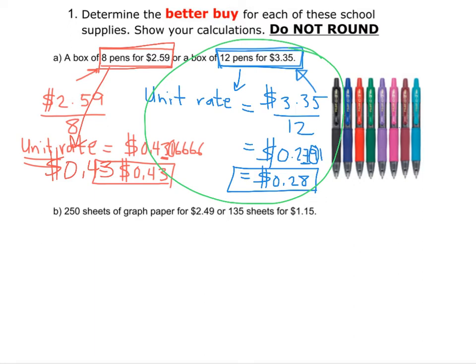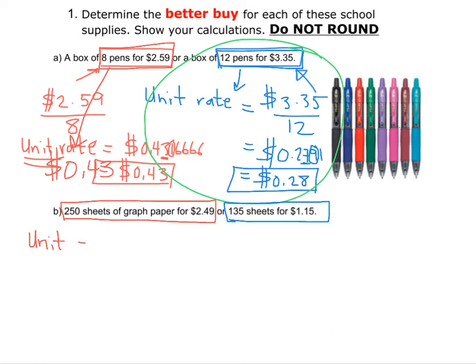You have two options here. You have 250 sheets of graph paper for $2.49, or you have 135 sheets for $1.15. Which one is a better buy? Well, we have to figure out how much each sheet costs. So we're going to figure out the unit rate per unit.